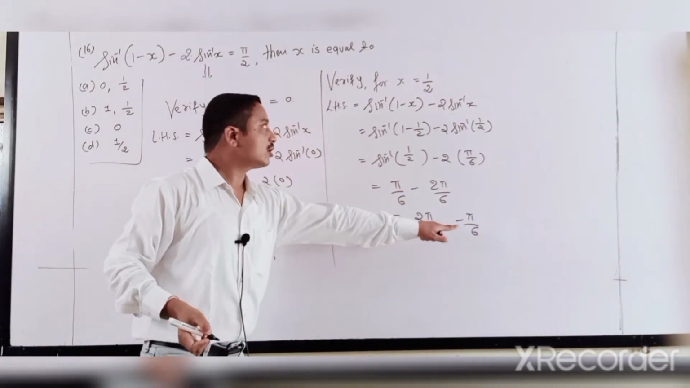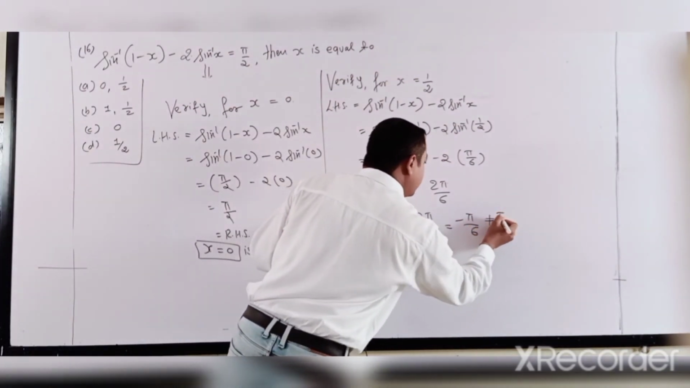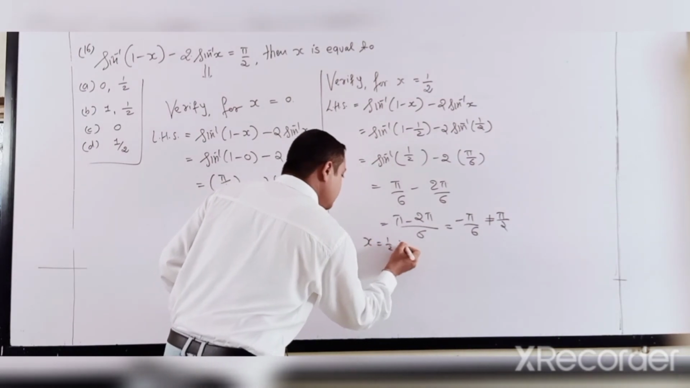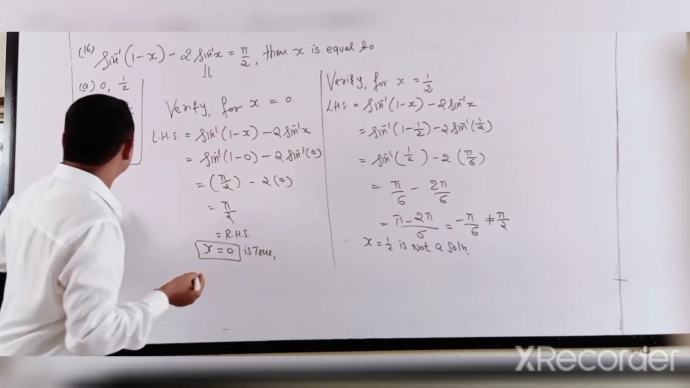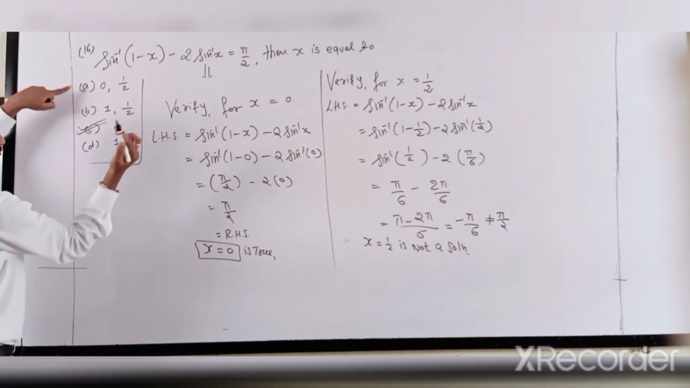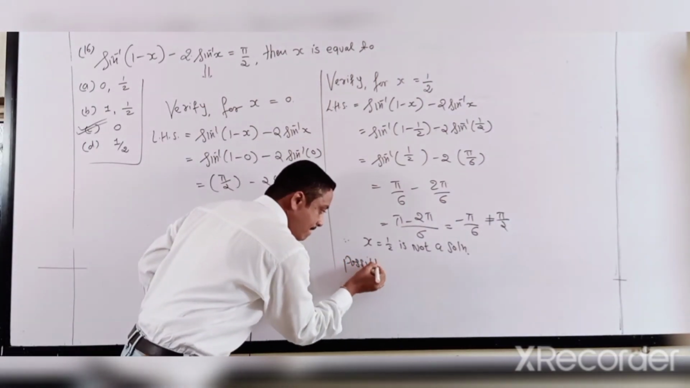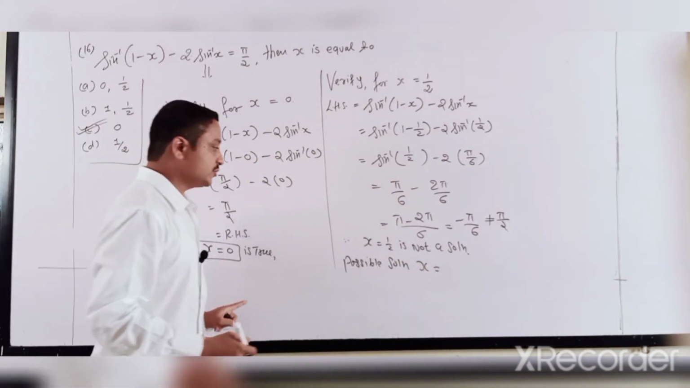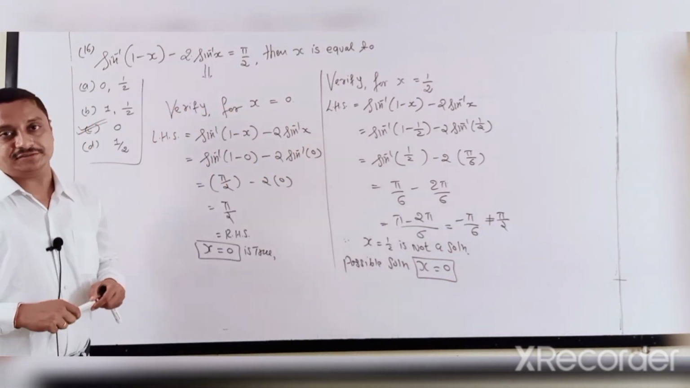Oh, this answer is not equal to RHS. It means it is not equal to pi by 2. So x is equal to half is not a solution. It means, students, you cannot pick answer A. Your answer is only 0 is true. So the last answer, possible solution, x is equal to only this one, which one? X is equal to 0. And here, students, 3 marks done.